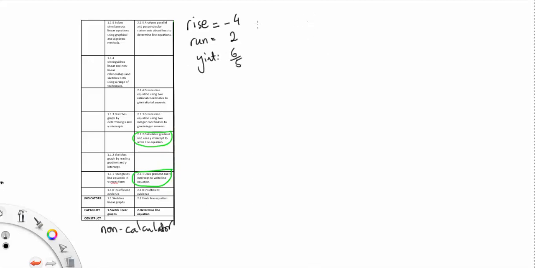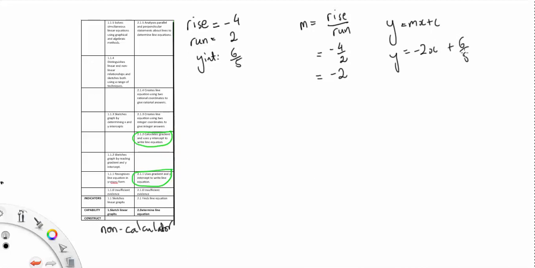Well, for our line equation, we need to find the gradient first. The gradient is the rise on the run, which is -4 on 2. This time you would have to simplify, so that becomes -2. Finally, you can write the line equation and then substitute the gradient, -2x plus 6 on 5. Okay, so that's how we handle that problem.